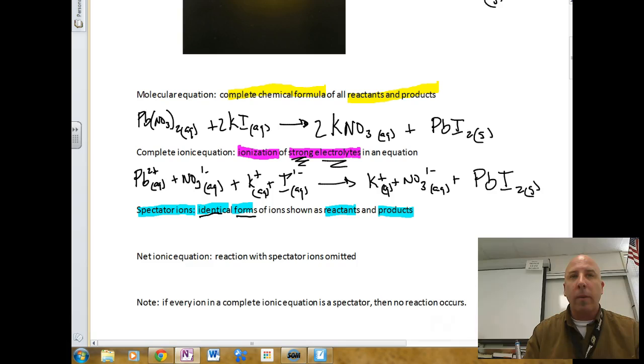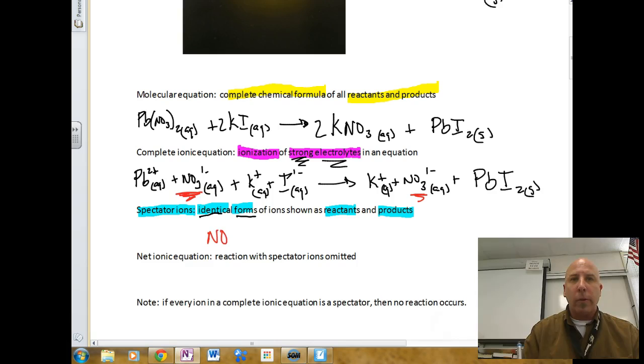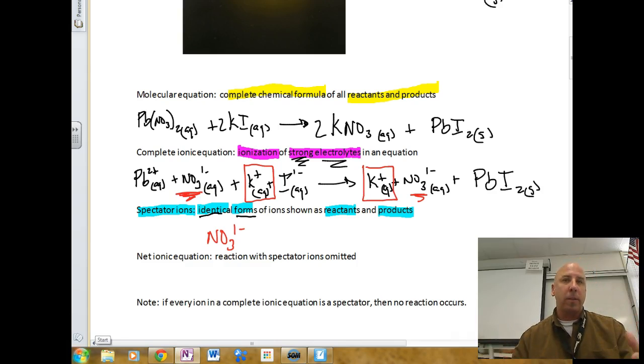Here's one spectator ion right here. We have a nitrate here, and over here we have a nitrate. Those are identical to each other, one on the reactant side, one on the product side. So the nitrate is our first spectator ion. See if you can identify the other spectator ion. Pause the video right now, and then come back and see if you've got it. Hopefully you found that the other spectator ion was the potassium ion, because it is exactly the same on the reactant and product sides. So those are our 2 spectator ions.